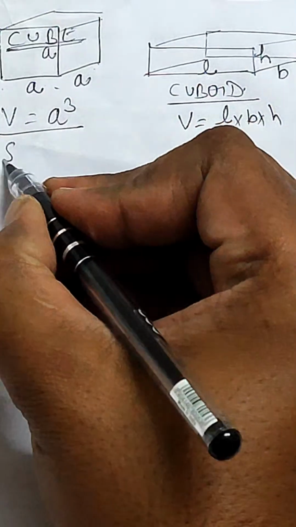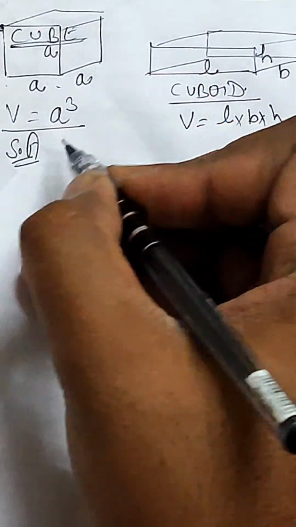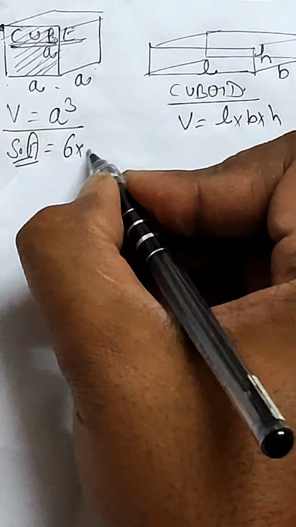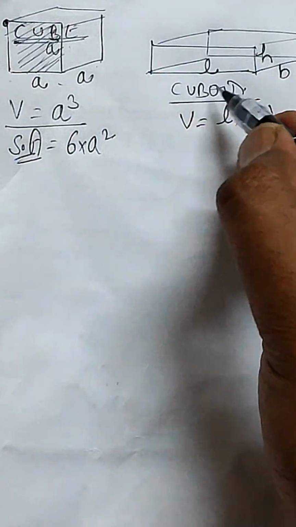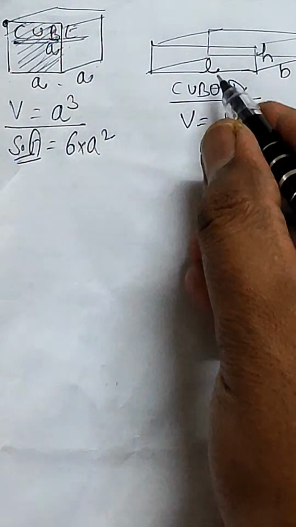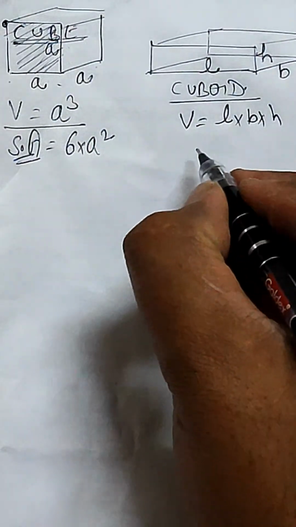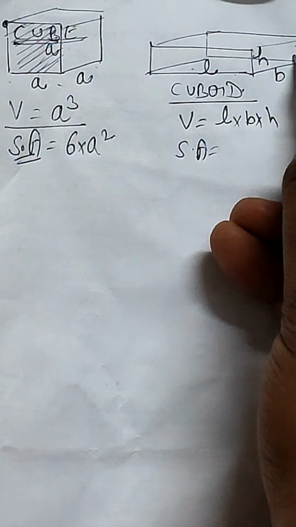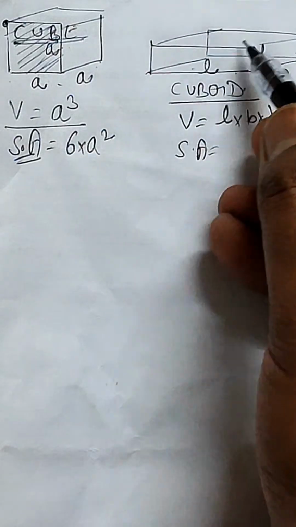And what is the surface area of a cube? Surface area of a cube is, here it's a square, because you can see side into side, a square, and there are six such surfaces, so it will be 6 into a square, right? This is the total surface area. Similarly, the surface area of this cuboid will be equal to L into B here and L into B here, two times, front and back.